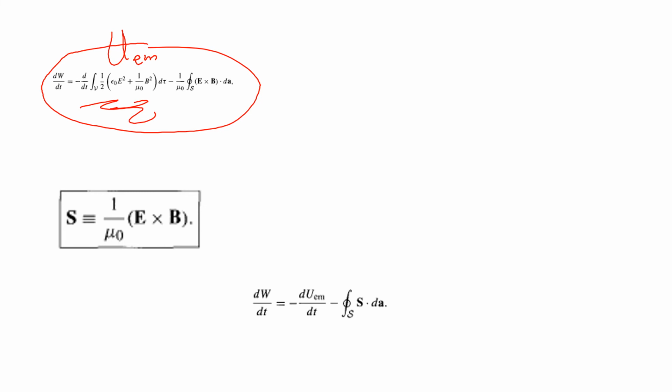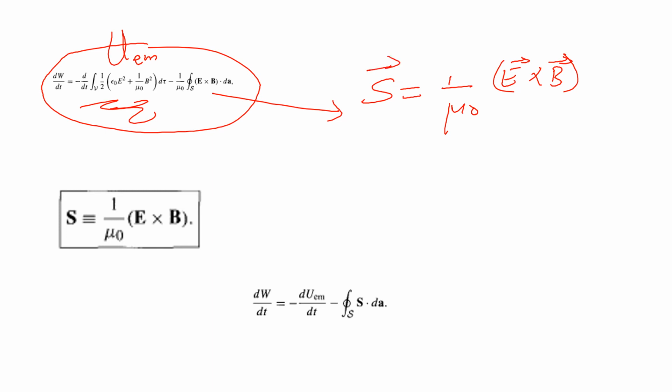So, Poynting's theorem says that the work done on the charge by the electromagnetic force is equal to the decrease in energy stored in the field less the energy that flowed out through the surface. The second term here is the energy per unit time per unit area, that is 1 by mu 0 times E cross B. We call it the Poynting vector.